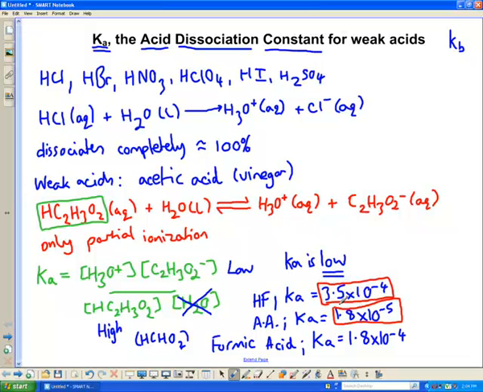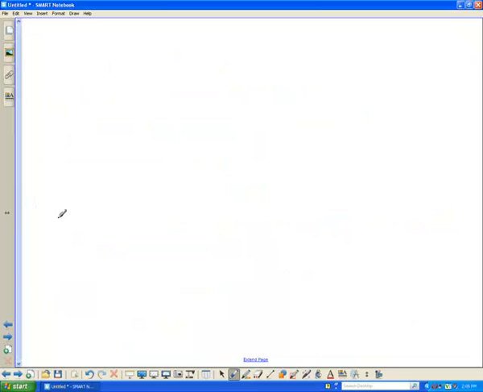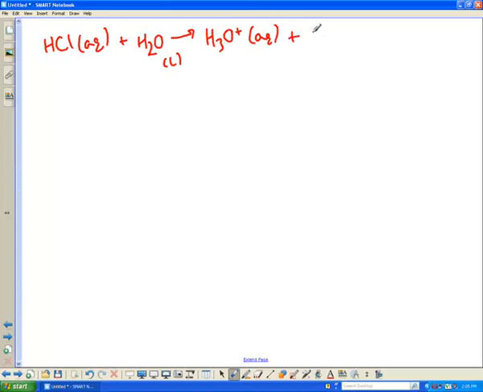Okay, let's look at one more thing before we finish. And I'm just going to do a couple of things here. I'm going to write out two reactions. HCl plus H2O, just like we've seen before. That's H2O liquid. Going to H3O+ and Cl-.